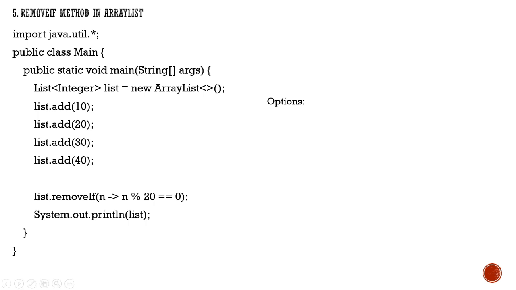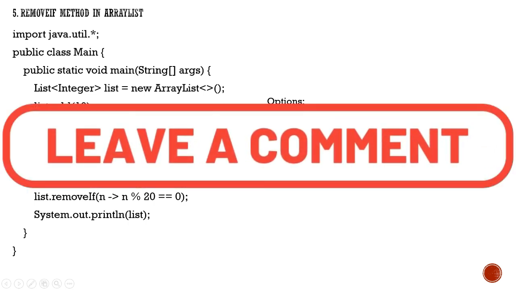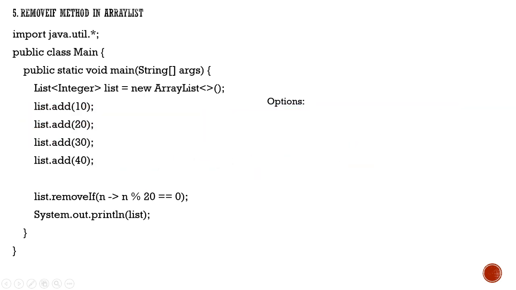Okay, can you guess the output over here? So I'm trying to see here, if you find something which is divisible by 20, so n modulo 20 is equal to 0, then only remove that particular element. Can you guess the output? 10, 20, 30, or 40? 10 and 30, 20 and 40, 30. Think about it.